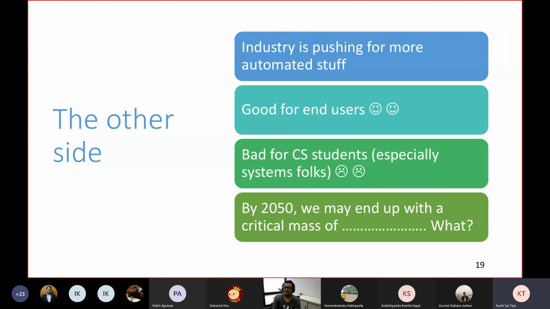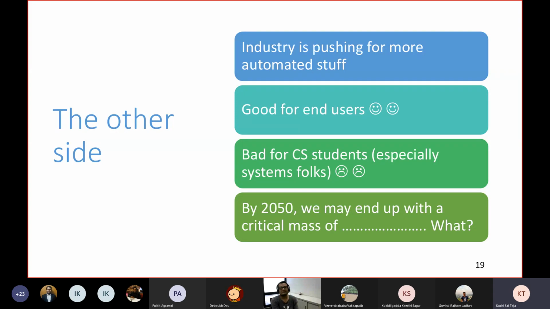Again, this slide is highly biased and highly personal, but it's my opinion. We talked about all the possibilities that can happen. The other possibility is, if you have observed the last 10 years, most of the big companies are pushing for automated stuff. Nowadays, it's just a matter of pressing enter or installing an app. So it's actually good for the end users, and it makes the life of billions of people around the world easy.